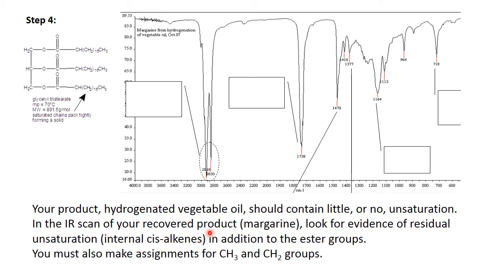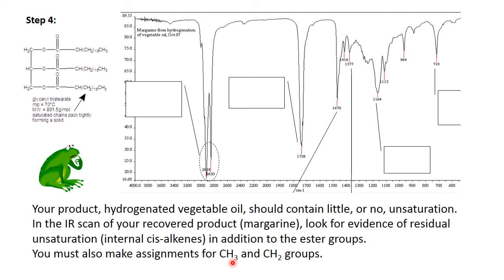So for example, in this scan of margarine, I do see a trace of the double bond CH stretch at 3020, characteristic of an internal alkene, and I see a trace of the double bond carbon to carbon stretch, again characteristic of an internal alkene at 1670. Also look for, of course, the methyl and methylene groups.